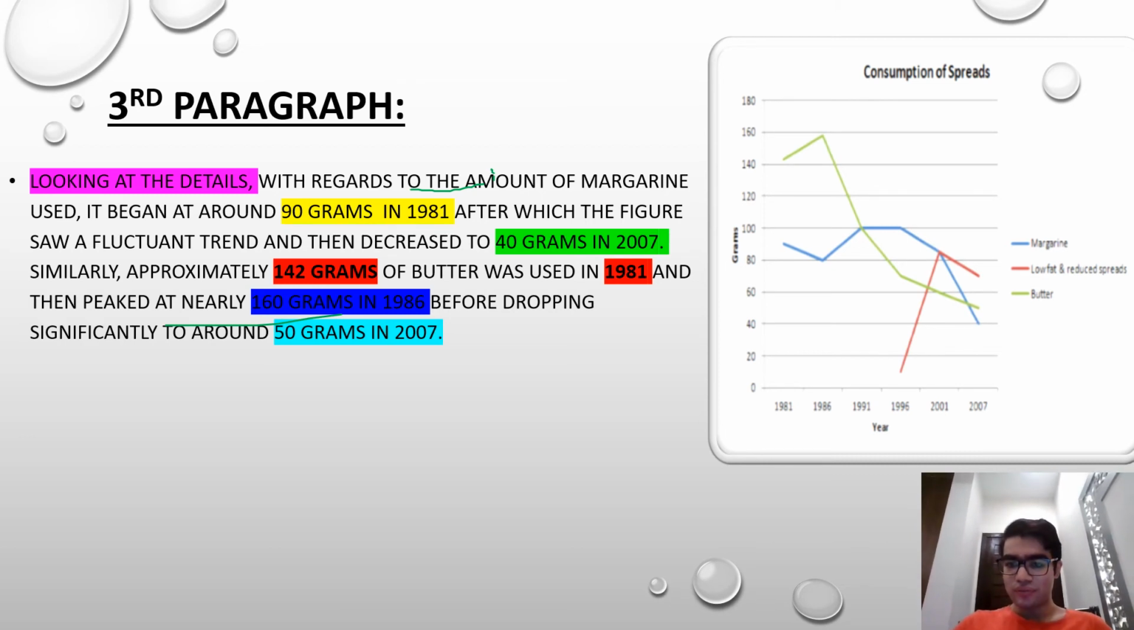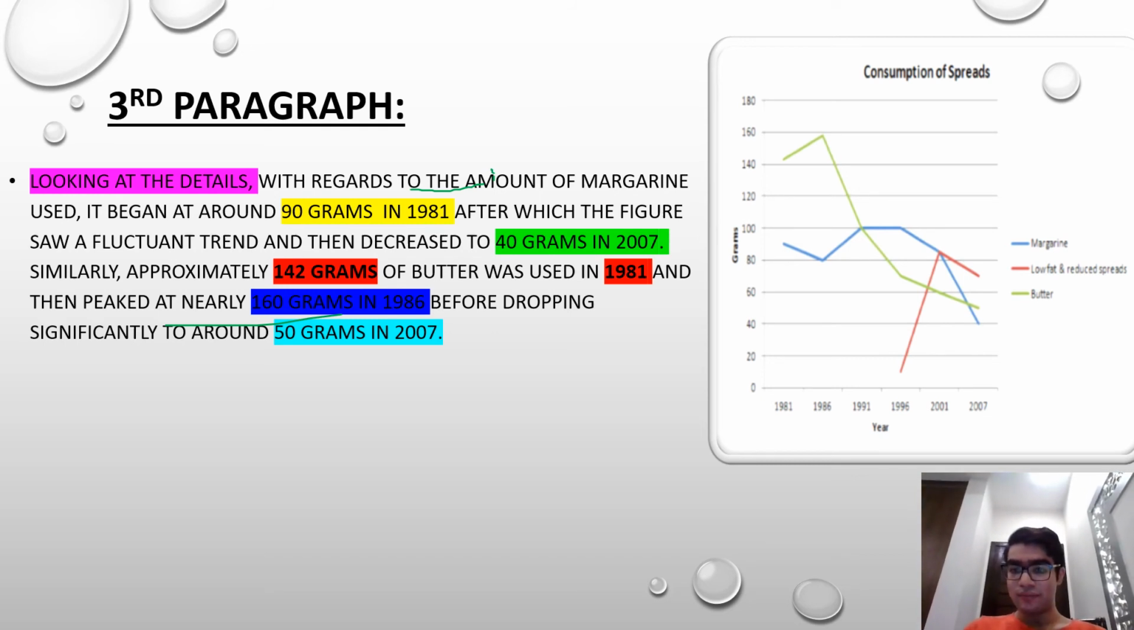Okay. So if you follow up the blue line, which is now green, you'll see that overall from 1981 to 2007 it decreased. If you follow up the green line, which is butter, you'll see that it also decreased over the time period. It did go up, it did show a trend. It peaked at 160 grams approximately, but then it decreased rapidly. So I talked about the decrease in paragraph 3.